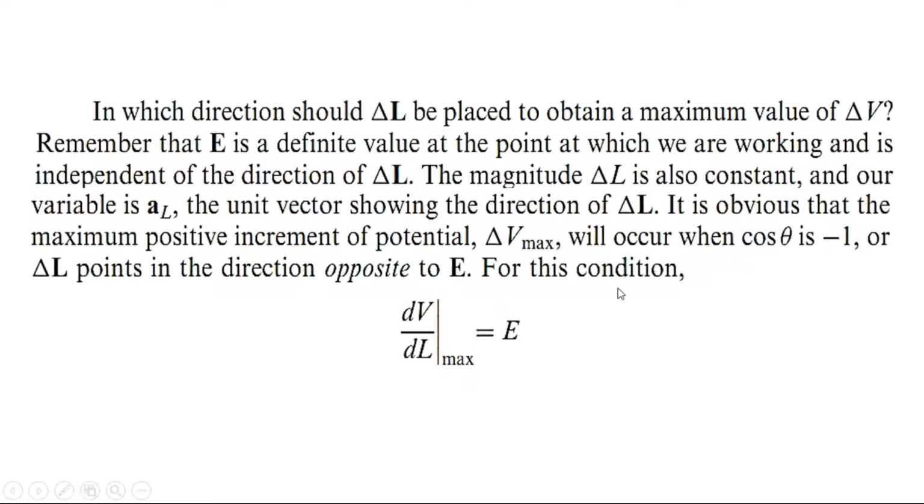So for this condition dV divided by dL will be maximum when cos of theta is equal to -1, and it will result in dV by dL max is equal to E.